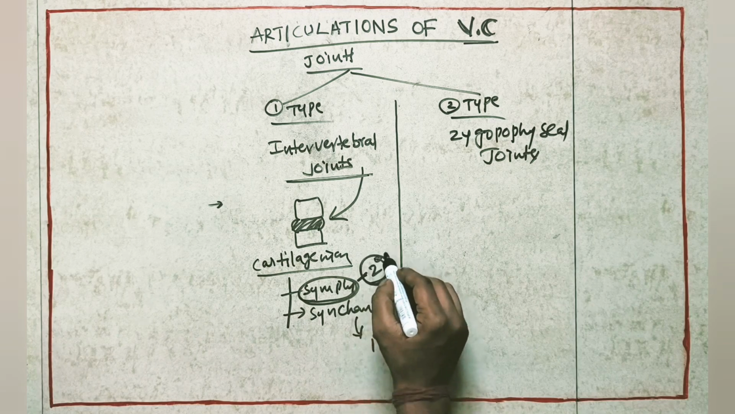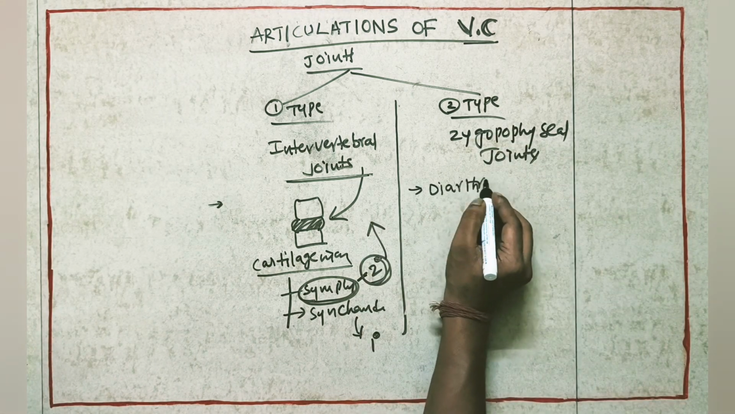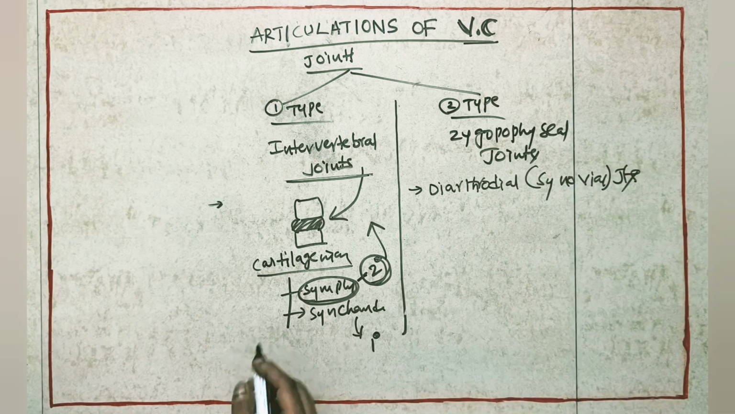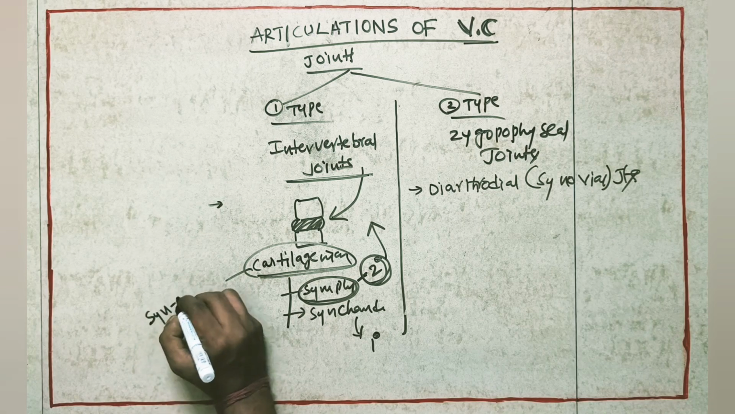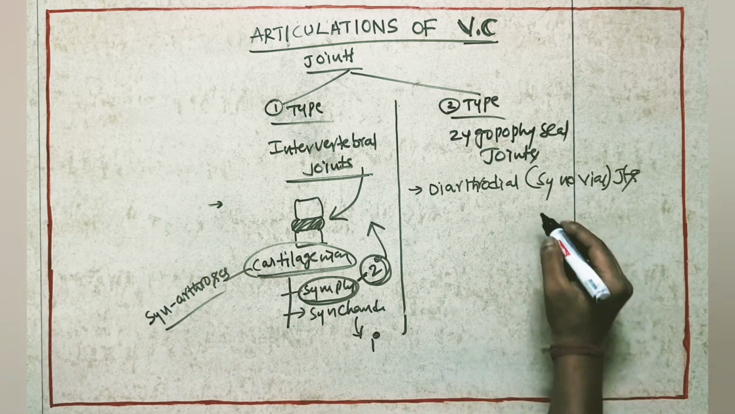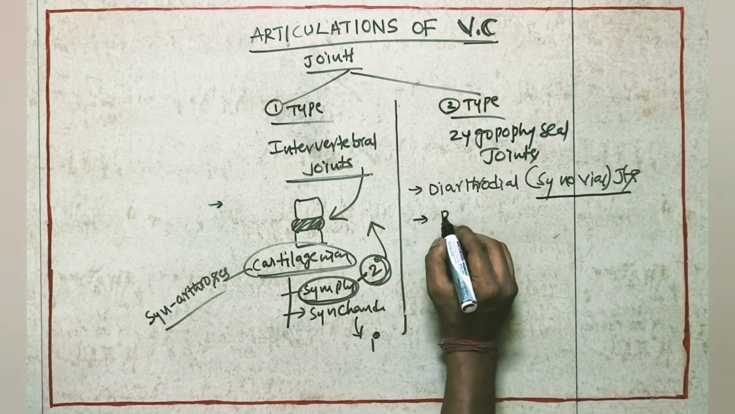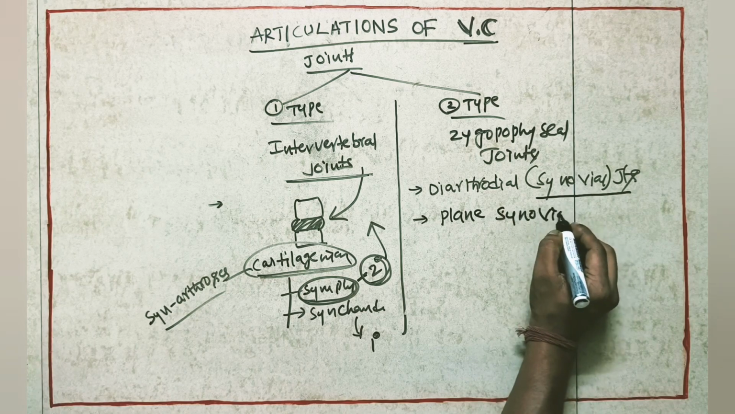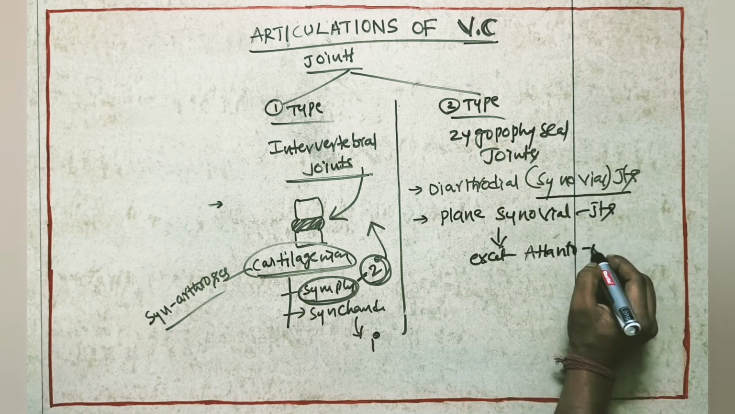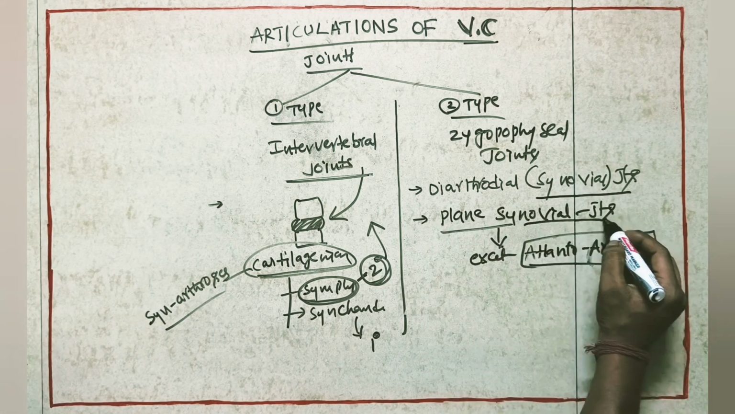So secondary cartilaginous joints. If we come to type 2, zygapophyseal joints, these joints are diarthrodial joints, nothing but synovial joints. These cartilaginous joints are nothing but the synarthrosis joints. These zygapophyseal joints are the diarthrodial joints, synovial joints. All the zygapophyseal joints are plain synovial joints, except the atlantoaxial joint. Except this joint, all the remaining are plain synovial joints.